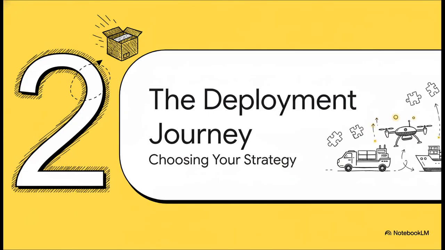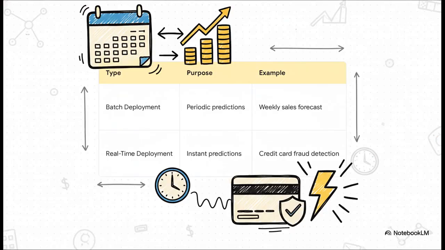So our model's all packed and ready to go. Now it's time to pick the right ride for its journey. And the strategy you choose, well, that depends completely on the kind of problem you're actually trying to solve. The two main paths you can take are either batch or real-time. Batch deployment, that's for when you need predictions on big chunks of data, but not instantly. Think like a weekly sales forecast. Real-time, on the other hand, is for when you need an instant answer on a single piece of data. A classic example is flagging a credit card transaction for fraud the very second it happens.